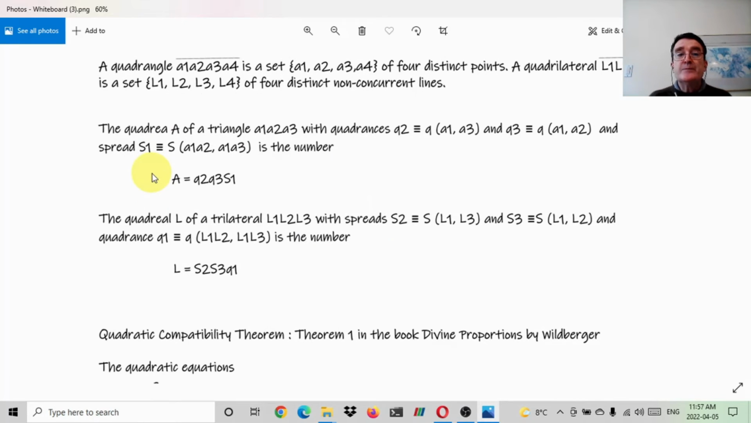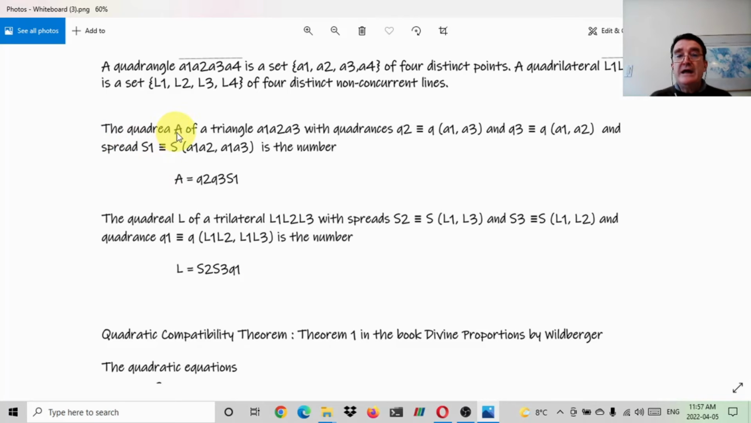We say the quadrea A of a triangle A1A2A3, with quadrances Q2 = Q(A1, A3), Q3, Q1 = Q(A1, A2), and spread S1, which is the spread between A1A2 and A1A3, is the number A = Q2 Q3 S1.